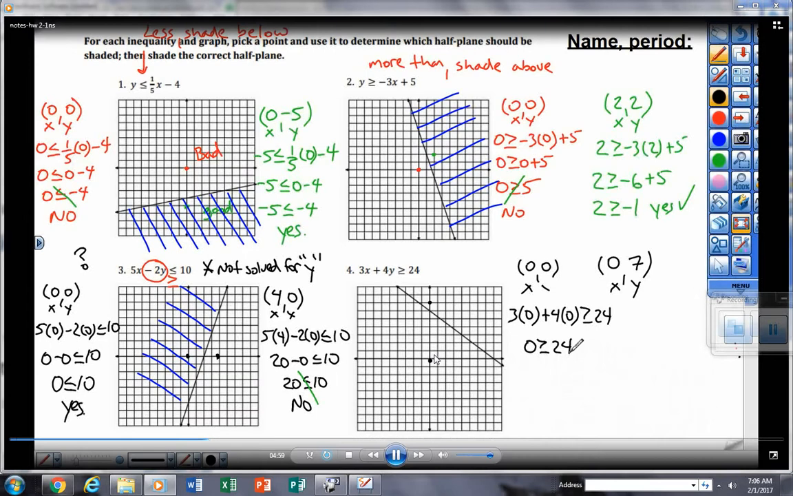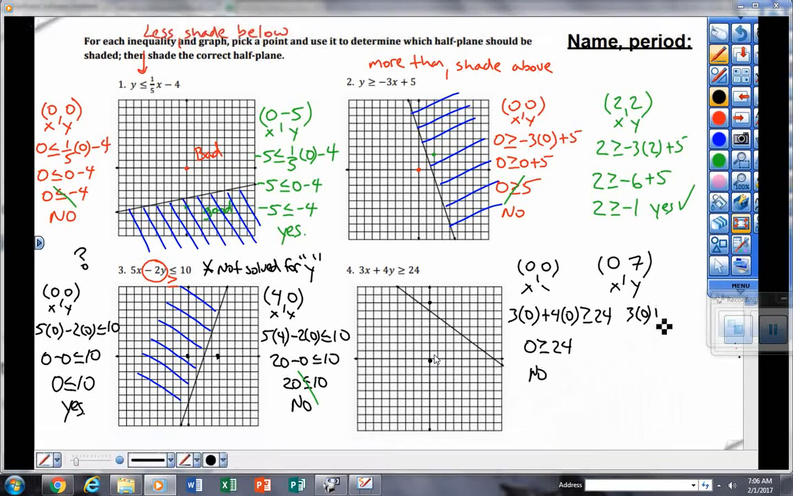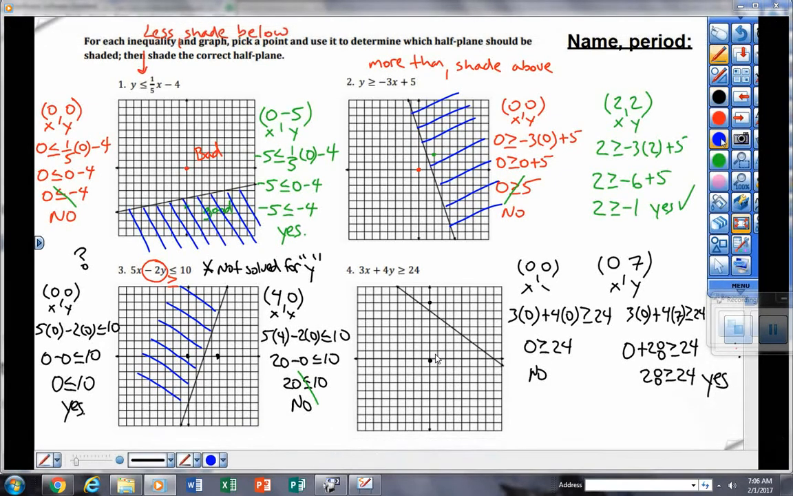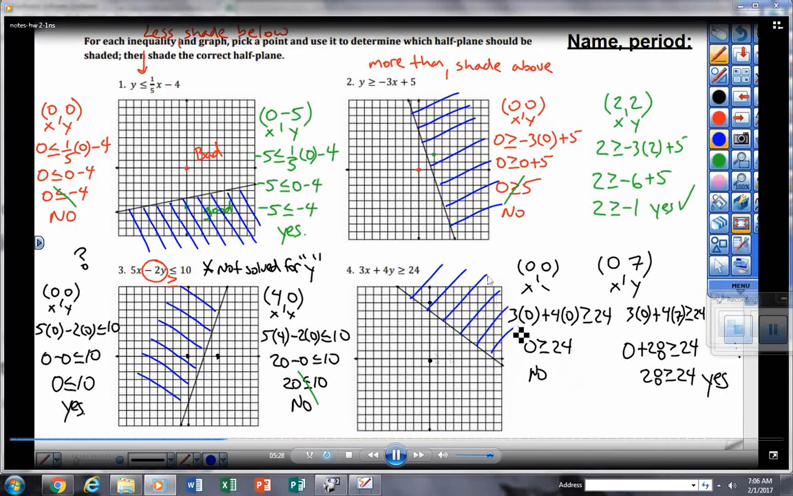When I plug in 0 and 7, 3 times 0 plus 4 times 7 greater than or equal to 24. That is a true statement. 28 is larger or equal to 24. So yes, that is a true statement. You will shade that one above. All those points in there will be proper points. And again, I know that because I would not divide by -4 right here, so my inequality will not switch. It will be more than or equal to.